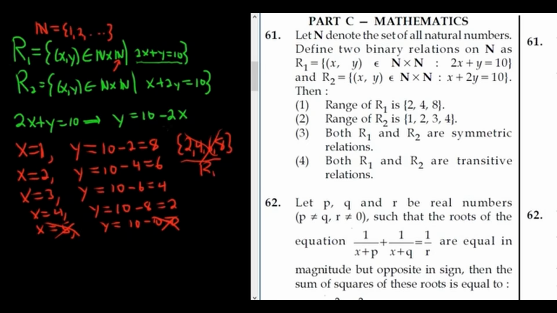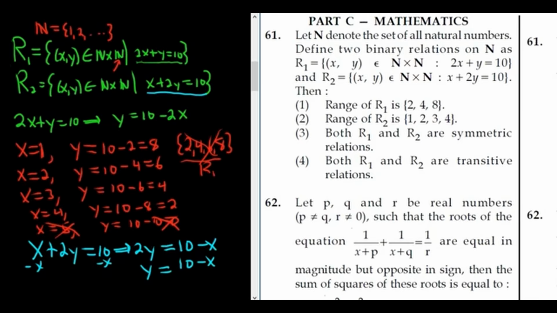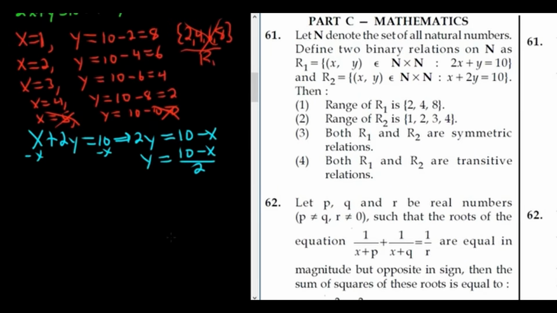So again, for R2, we'll do as we did before. We have x plus 2y equals 10. That means that 2y is equal to 10 minus x. Just subtract x from both sides here. And then solve for y, so you get y equals 10 minus x over 2. And again, we'll just plug in x values, and we will figure out the range. So let's do it.